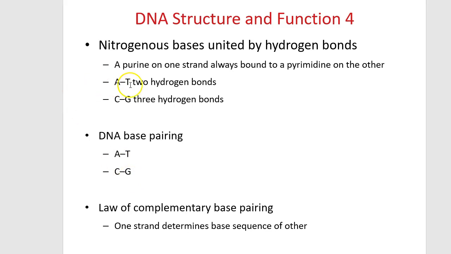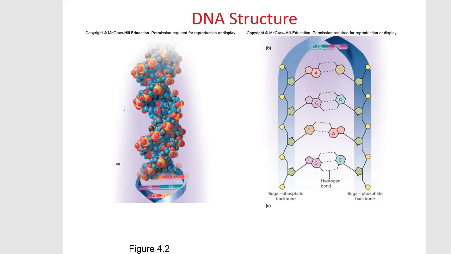Anytime A and T combine together, there are 2 hydrogen bonds. And if C and G combine together, there are 3 hydrogen bonds. So here we can see A and T, there are 2 hydrogen bonds, whereas we can see G and C, there's 1, 2, 3 hydrogen bonds. And then we see the spiral staircase.